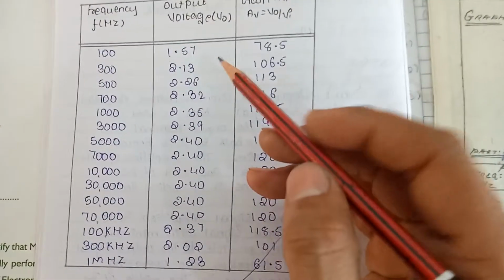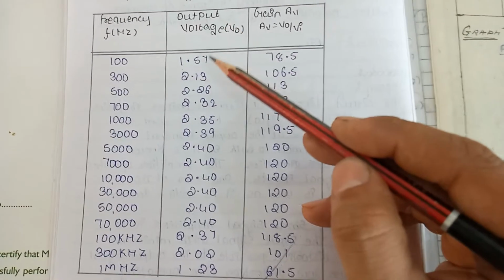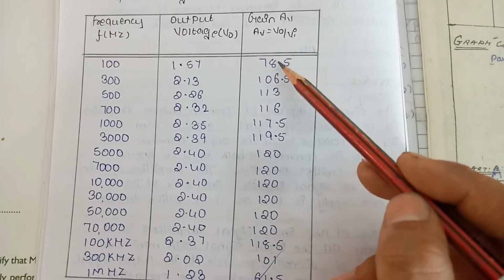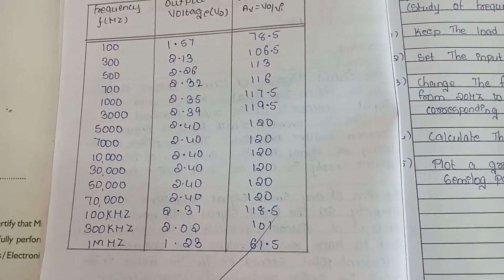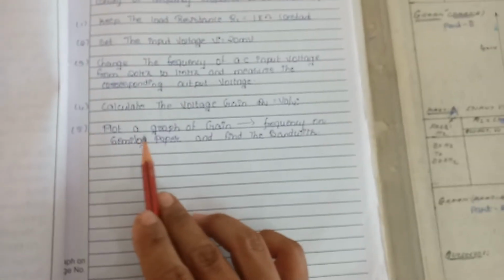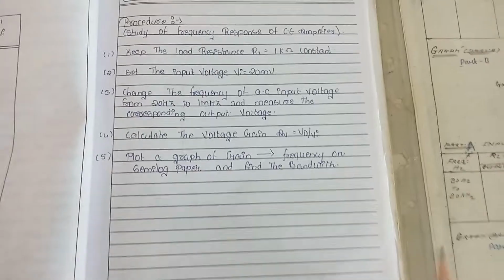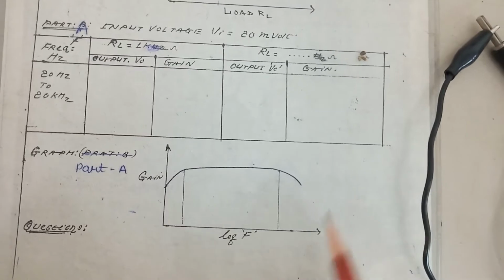Now let us see the readings which have already been taken by our last year students. This is the change in the frequency, and this is the change in the output voltage, and you have to find out the gain AV, that is V0 by Vi. Once you have completed taking the readings, you have to calculate the gain, and plot the graph of gain versus frequency on semi-log graph paper to find the bandwidth. This is the kind of graph pattern you will get at the output.